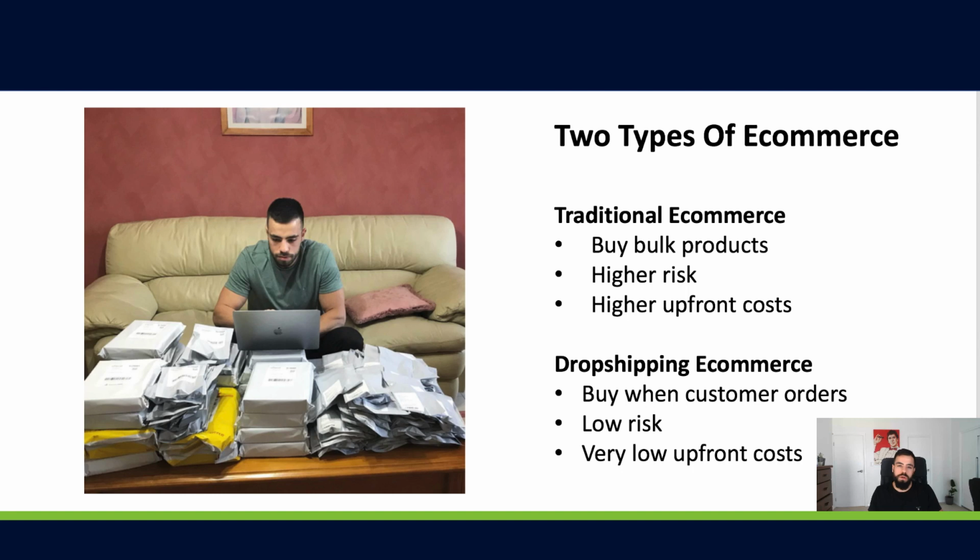So the first thing that you want to know is there's two different types of e-commerce. The first one is traditional e-commerce, and the second one that we have is drop shipping e-commerce. With traditional e-commerce, you have to buy the bulk products to start with. So that's what I was doing here in the photo. I had to purchase all these from China, import them into Australia, and then pay taxes on them, and all these different insurances and stuff.